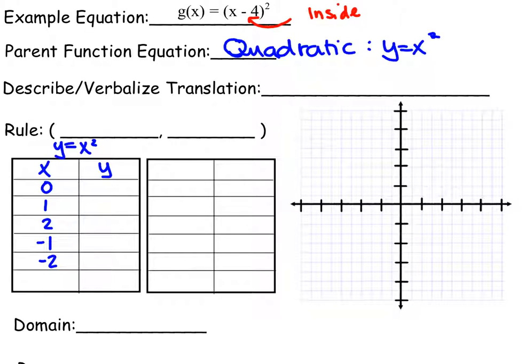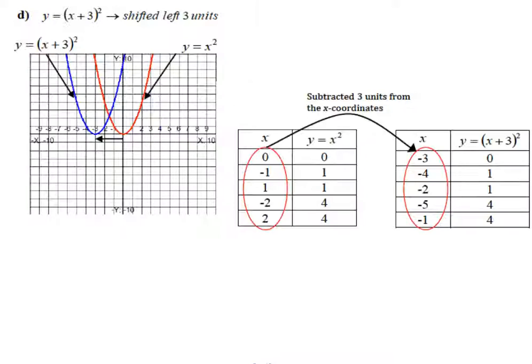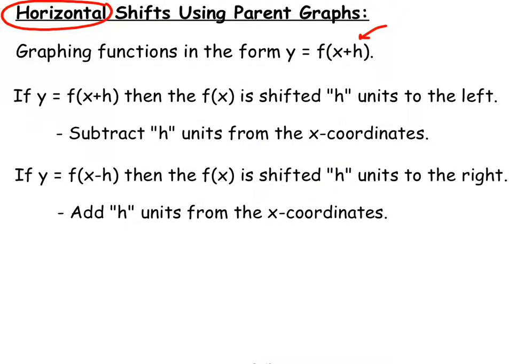So x minus 4. Go ahead and take a minute and say, which direction is this function going to move? All right. So you should have come up with, when it's a minus 4, in your notes, it's going to shift h units to the right. So what you do is you add h to all the x coordinates. So we have to think opposite when it's inside the function, I tell my students.